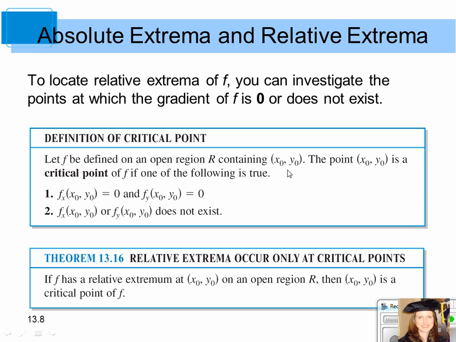What we're going to do is find critical points. If f is a function defined on an open region, then we can say that (x0, y0) is a critical point if one of the following is true. Either number one, the partial derivative with respect to x is equal to 0 and the partial derivative with respect to y is equal to 0. They must both be 0. Or option 2, either the partial with respect to x or y does not exist. Those are going to be our critical points. The relative extrema occur only at those critical points.